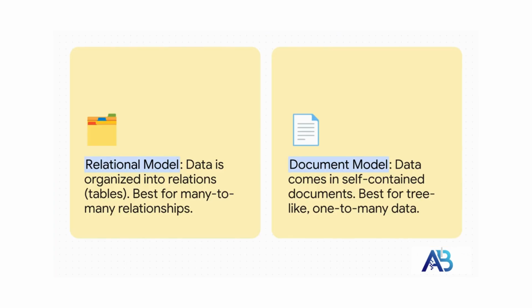First, there's the relational model. This is like a super organized spreadsheet, data in neat tables, rows, columns. It's awesome when all your data is interconnected. Or you could go with the document model. This is way more flexible. Think of it like a folder full of resumes.